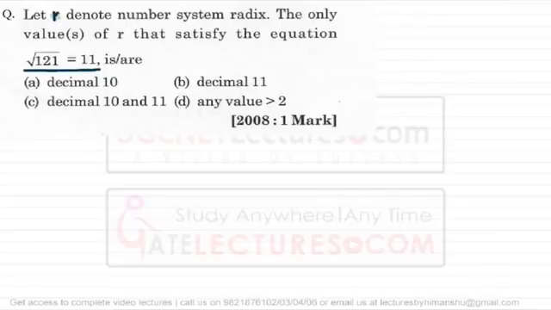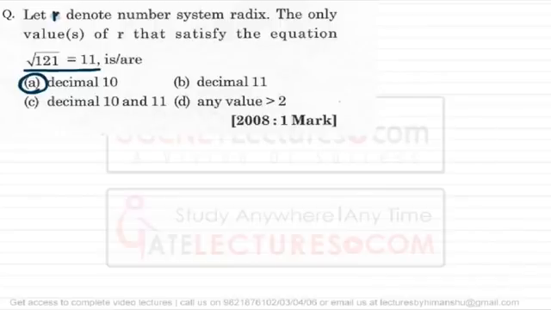One thing that this question teaches us is: don't rush for the answer. We've already learned that root 121 is 11 in base 10, in the decimal system, and see the intelligence of the people who are making the question paper. They've given option A itself as decimal 10. Don't rush to tick the answers. Maybe in a hurry you tick answer A and end up getting negative marks.